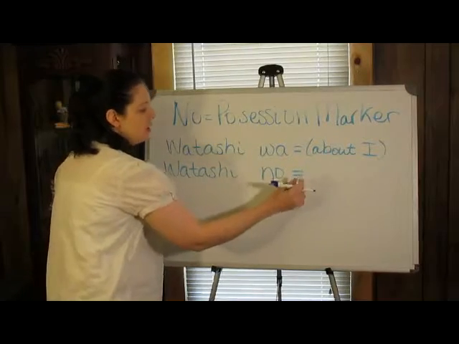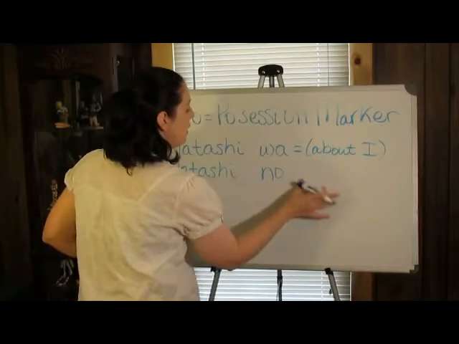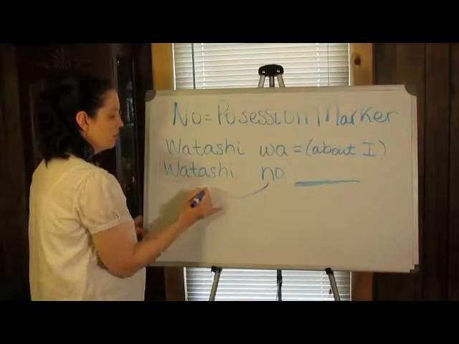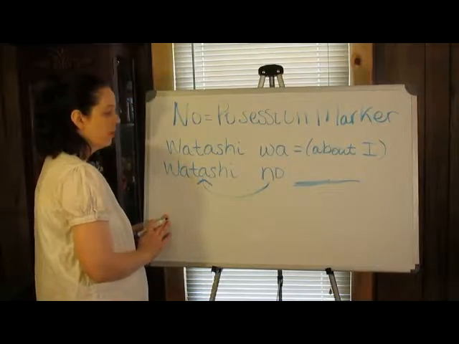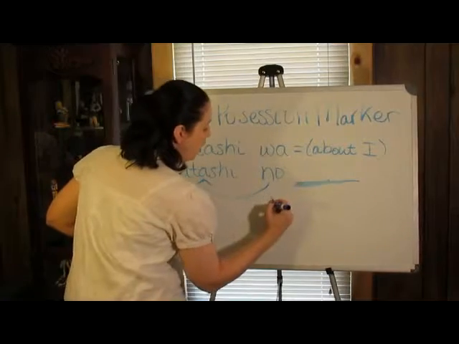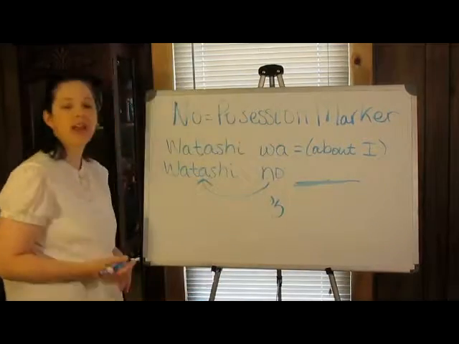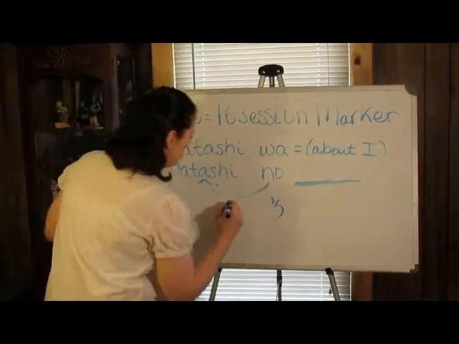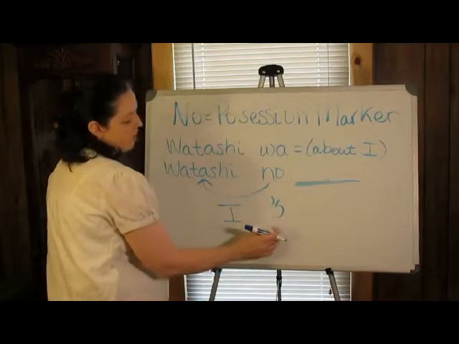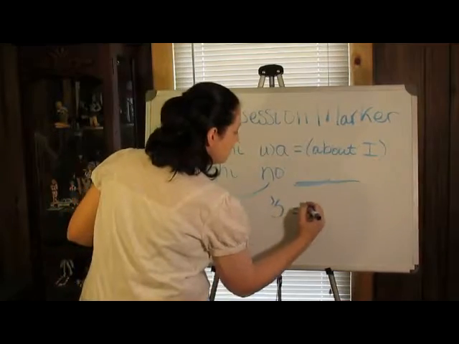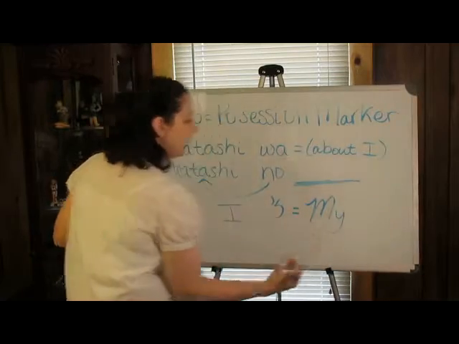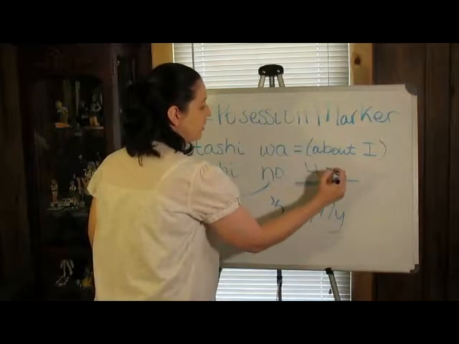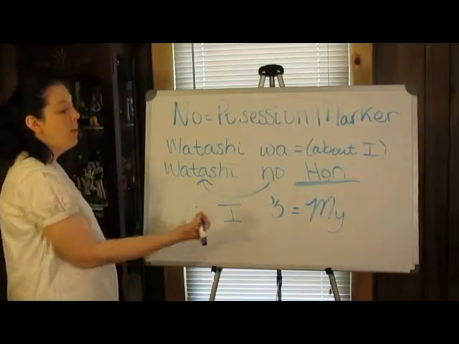that whatever, well, I shouldn't put the equal sign there, that whatever comes here belongs to this person. So you can think of no almost as an apostrophe S. Okay? So if this means I, what is I apostrophe S? Well, it's my. My what? My anything. My book. Watashi no hon. My book.